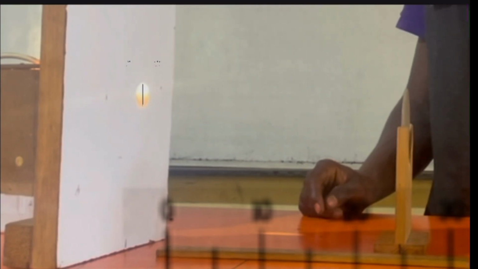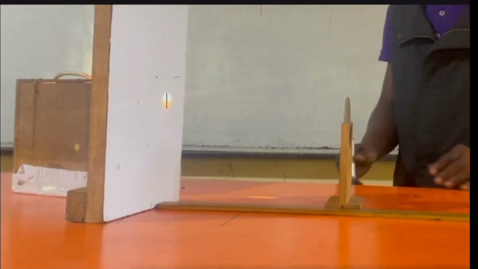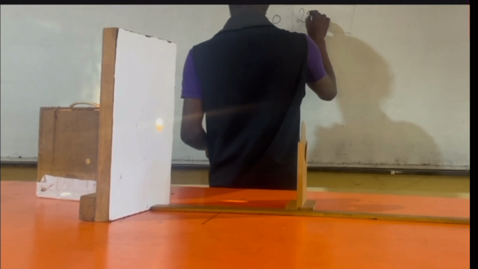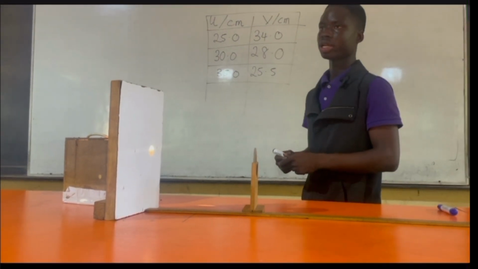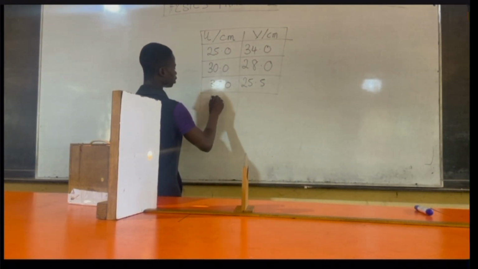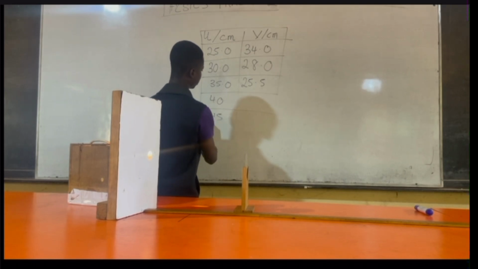Over here, we have a clear image at this place. We take our meter rule and record the value of our V. From here, we have 25.5 centimeters. So our V is 25.5 centimeters. Now we proceed with U, 40 and 45.